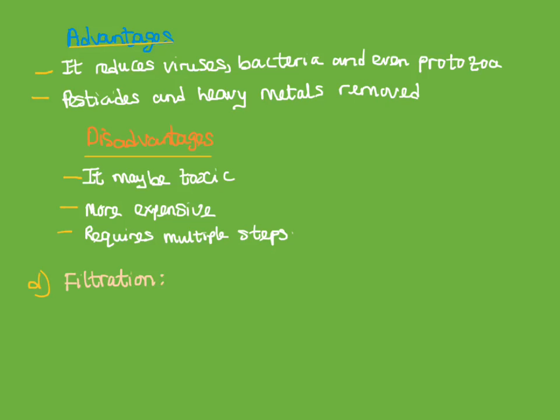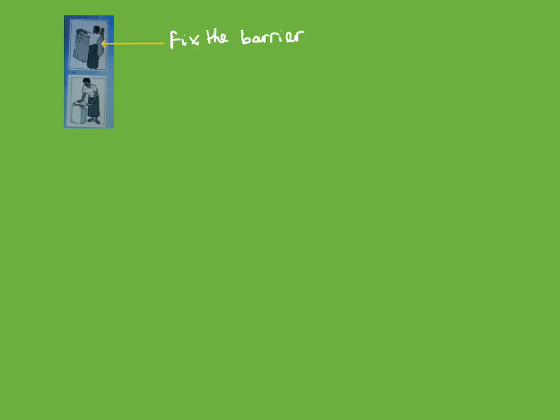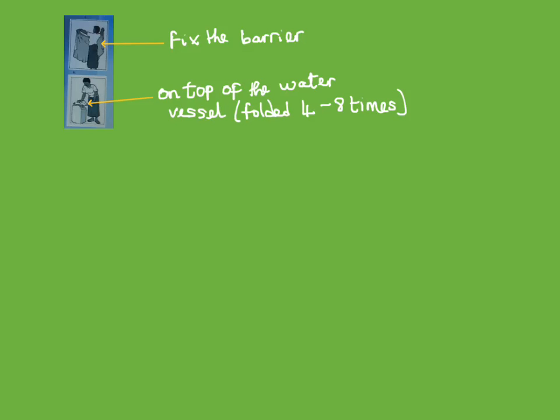The equipment required here include a porous barrier. It can be a clean woven fiber such as a cotton cloth, lining, and so on, or a ceramic filter, and a water vessel. The process is as follows: fix the barrier on top of the water vessel. If using cloth, it should be folded 4 to 8 times to create a thicker barrier.